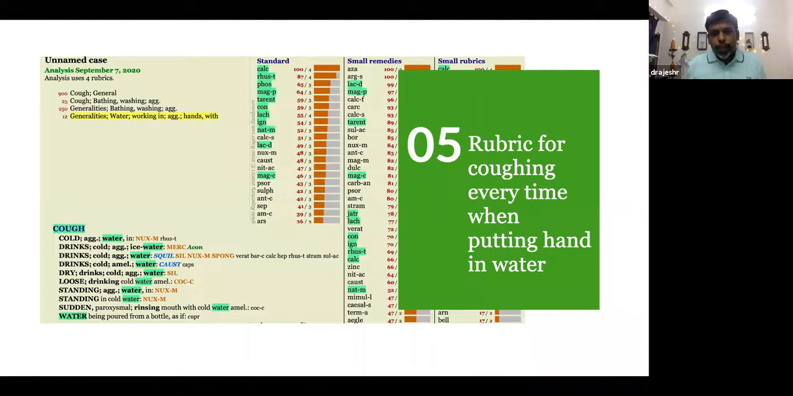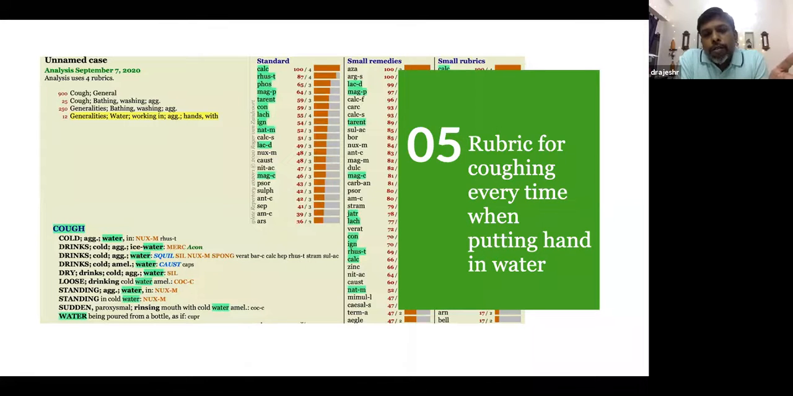I usually receive messages asking me to work out what the rubric would be. This one is where a person has asked about coughing every time while putting hands in water. Now, we don't voluntarily put our hands in water; we go to touch the water for washing ourselves or washing utensils. So logically, where it would be present is bathing or working with water aggravation. So here, cough in general, and then general bathing, washing, aggravation has to be used, because there are only a few remedies in the direct rubric where cough, bathing, washing, aggravation is there.